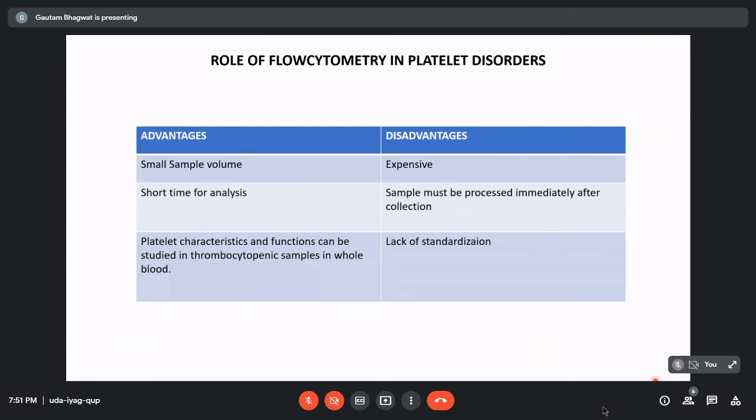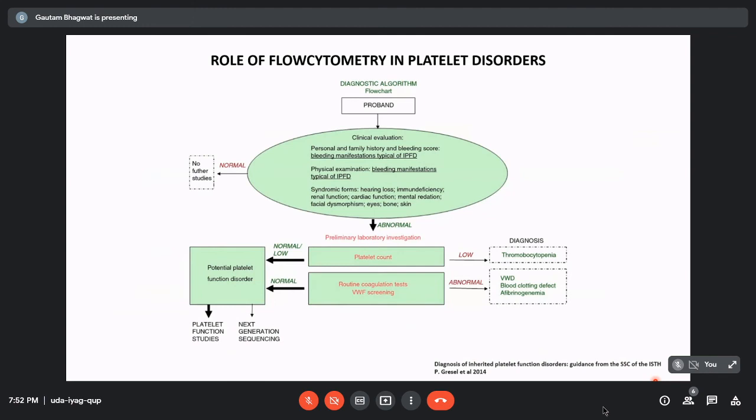In recent years this has been overcome by using fixing agents, and there is a lack of standardization. Again, many centers are looking into it and coming up with standardized protocols for platelet function analysis by flow cytometry. In fact, in 2014 there were guidelines from the ISTH for platelet disorders.